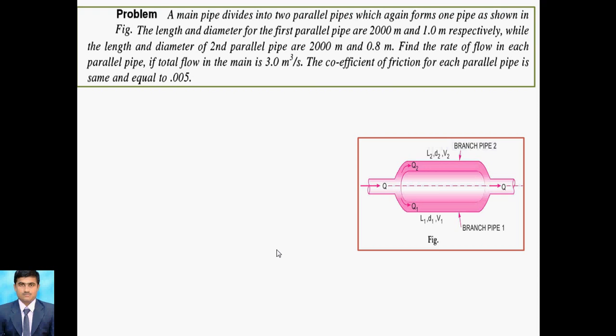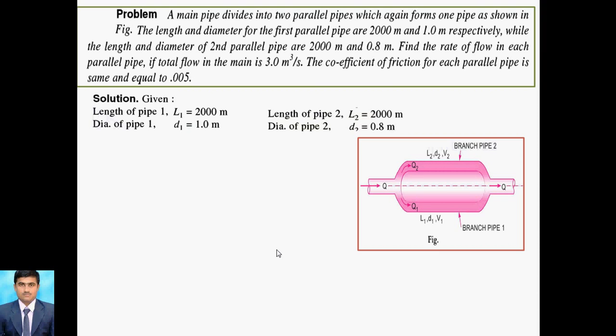So rate of flow in each pipe means Q1 is unknown, Q2 is unknown, that means branch values are also unknown. Then the total value for the main flow, that is Q, is given to you, that is 3 meter cube per second. Coefficient of friction of the parallel pipes is the same, that's why we can take 0.005. So first of all we concentrate on the given data. In that given data, we already know L1 and D1, L2 and D2. So L1 is 2000 meter, D1 is 1 meter, then L2 is 2000 meter, D2 is 0.8 meter.